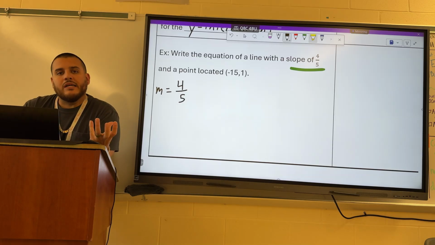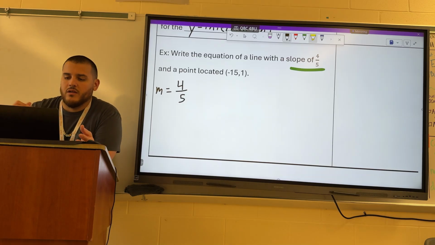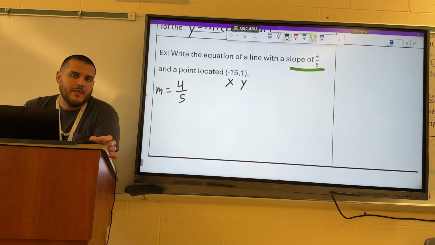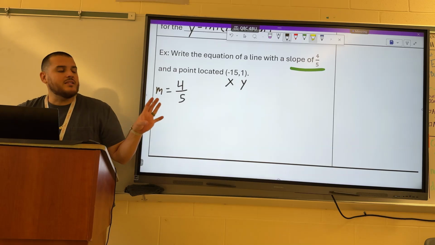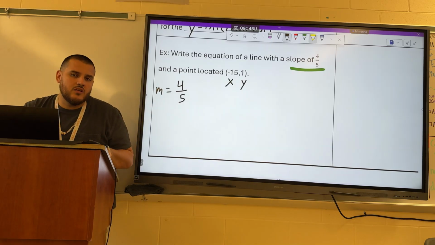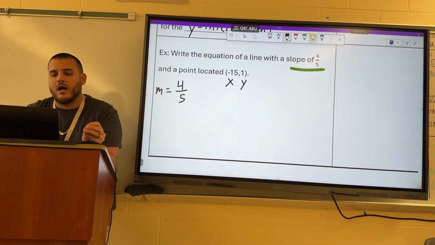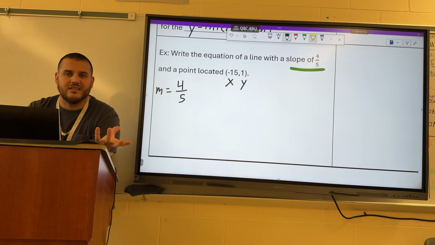Now remember, any point has an x-coordinate and a y-coordinate. So this -15 is an x-coordinate that exists on my line, and this 1 is a y-coordinate that exists on my line. And I'm going to take these values now and use them in the slope-intercept equation to solve for the y-intercept of my line, because that's the only thing that I don't know about it right now.